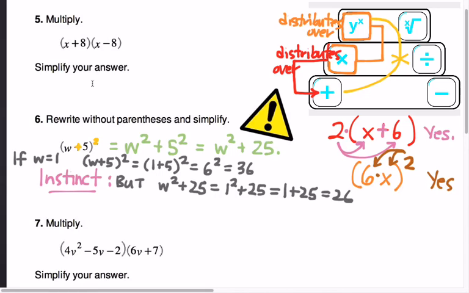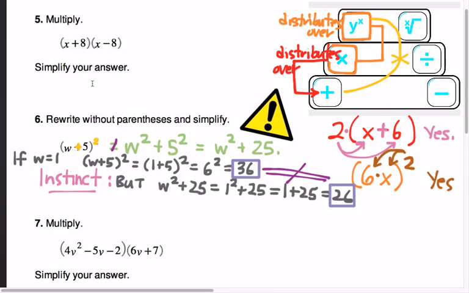If this were correct, if it were correct that w plus 5 squared is equal to w squared plus 25, then the number that we get when we evaluate each of those expressions for the same value of w had better be exactly the same. The fact that 36 and 26 are not the same shows us that this can't be right, because these are not equal. That means that these expressions are not equivalent to one another, which means we did something wrong if we try to simplify w plus 5 squared to be w squared plus 25.